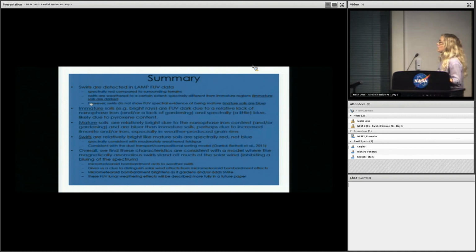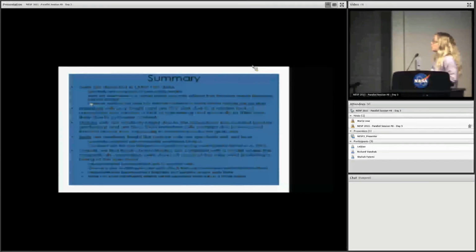And spectrally, they're a little blue, probably due to some amount of pyroxene. Mature soils are relatively bright compared to the immature soils, again, probably due to nanophase iron or gardening, and are bluer than the immature soils, okay? Maybe because they've got weather-produced grain rims that have increased abundances of ilmenite.